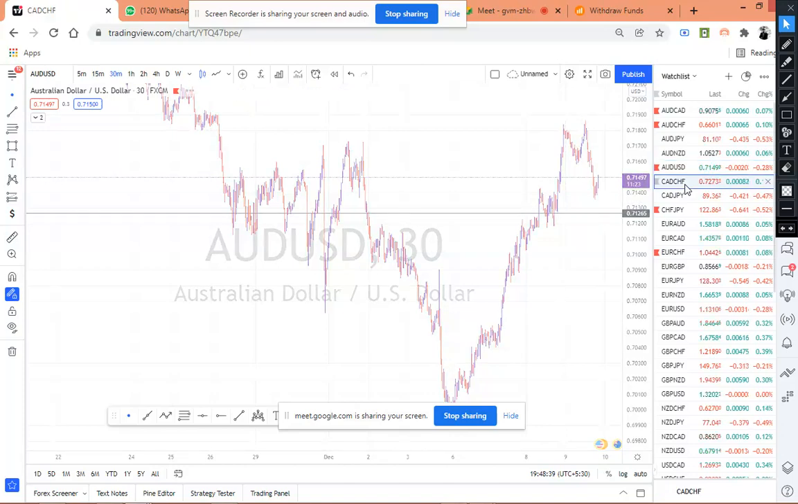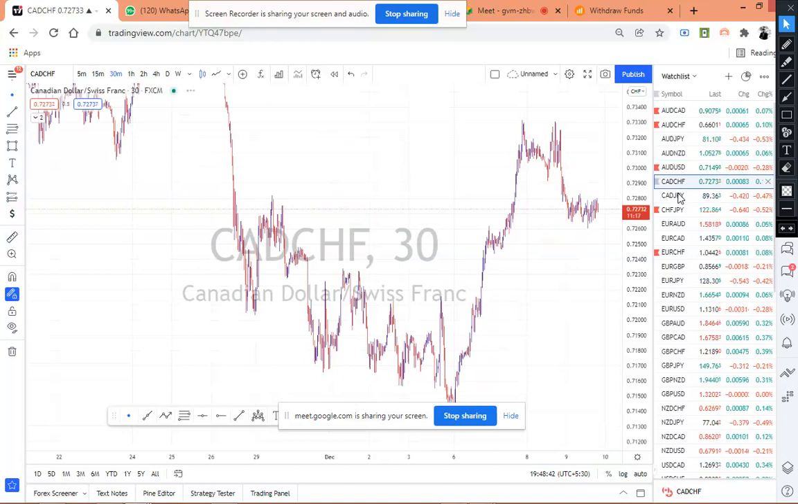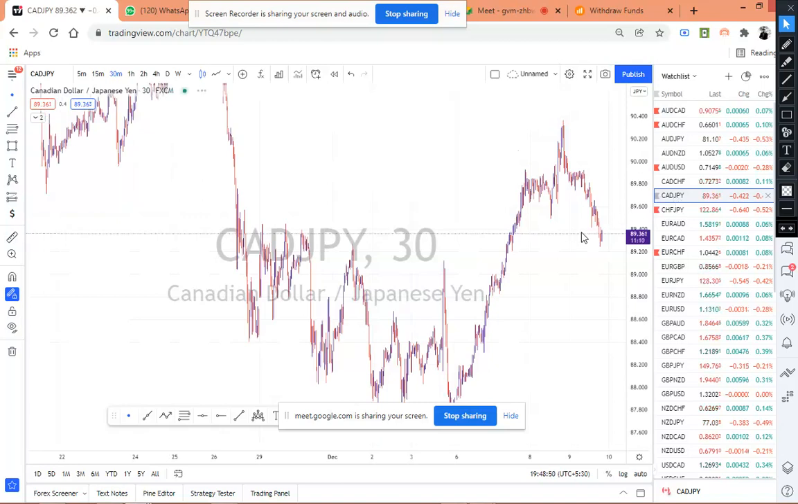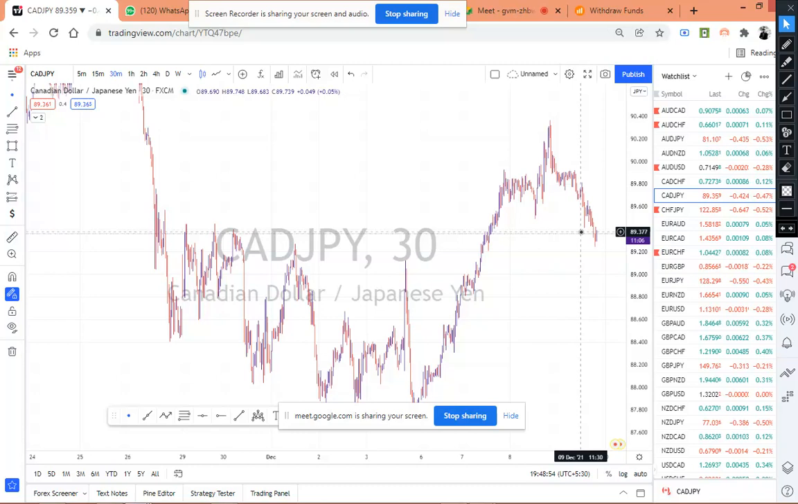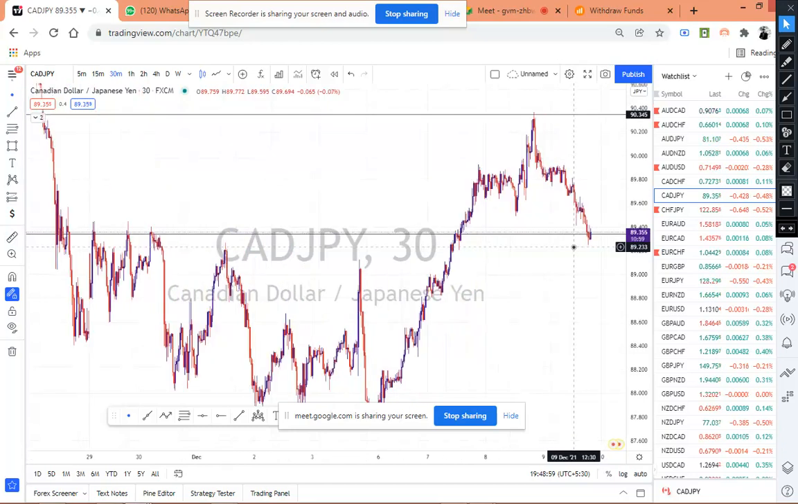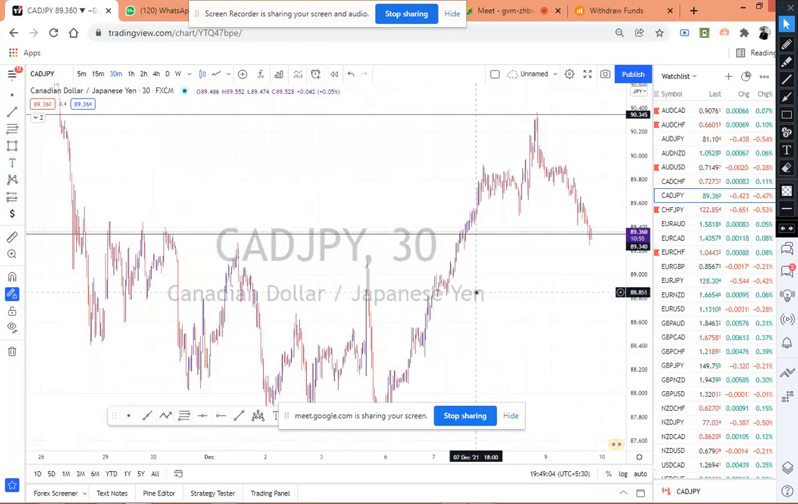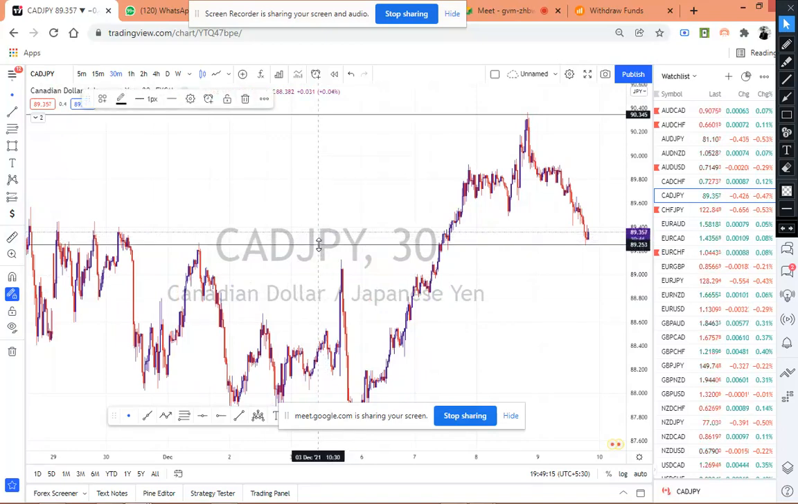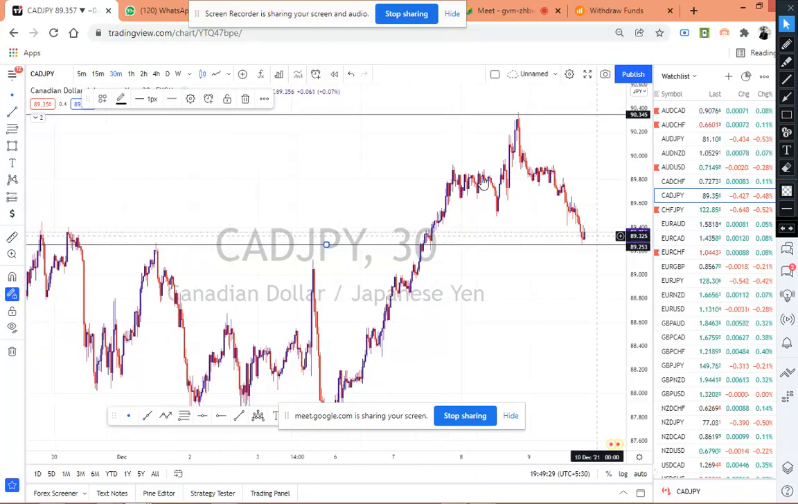CHF, no. KJPY, no. Okay, what I'm seeing here in KJPY is, let's see, if this is our resistance level, resistance, then base, and the market is trying to reverse.